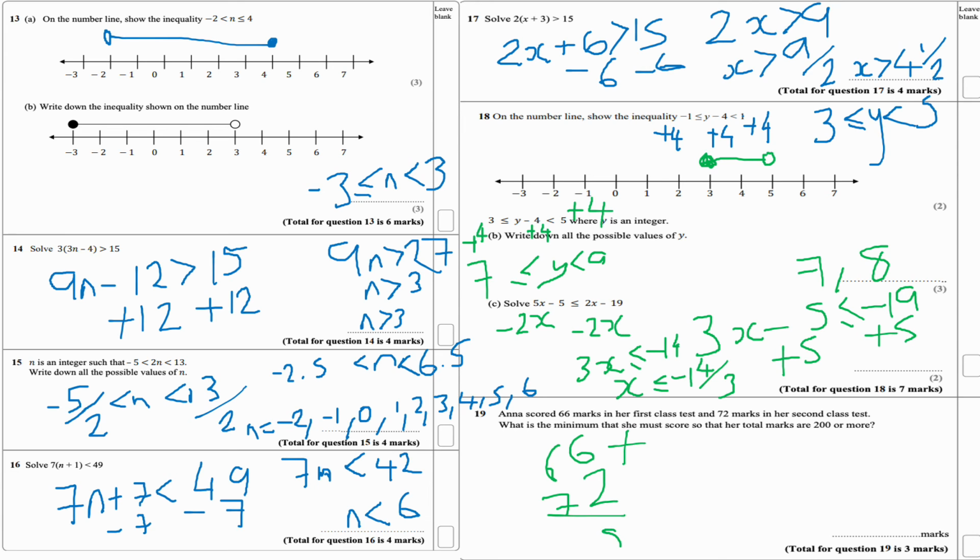6 add 2 is 8, and 6 add 7 is 13. Okay, so 200 minus 138, I get the answer to be 62. So it says for a total of 200 or more, so she has to gain 62 marks or more. Okay, so her third class marks, I'll just call it T for test 3, has to be greater than or equal to 62. So it has to be 62 or more. But the minimum for this question is going to be 62 marks, because it's asking for the minimum.